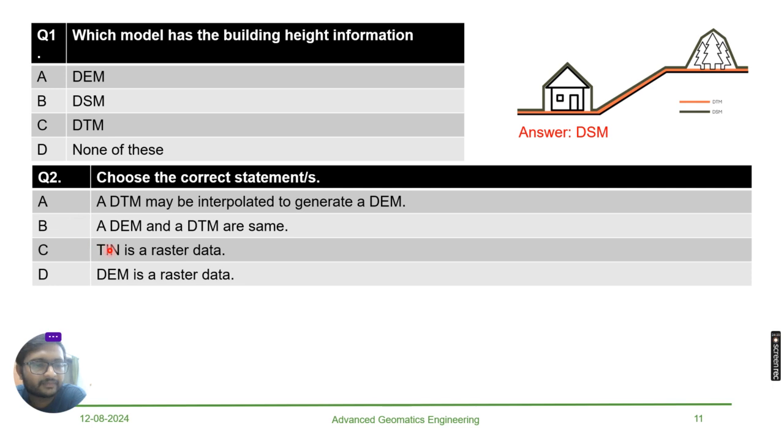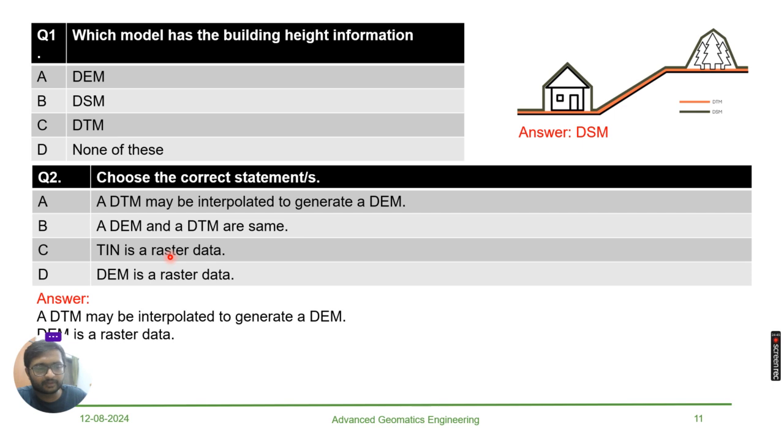And when we talk about TIN data, TIN is a triangulated irregular network, where you are fitting your surface with many triangles which are not exactly regular in shape. So it is not considered a raster data set. So the first and the fourth options are the correct ones, A and D. Any doubt in this? No, sir.